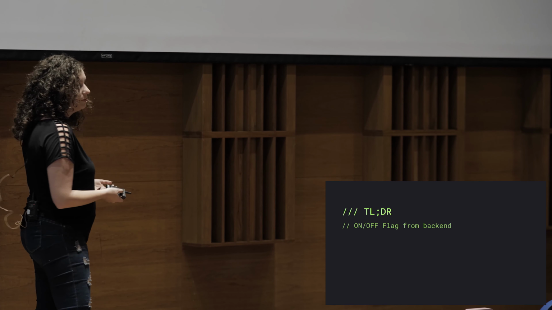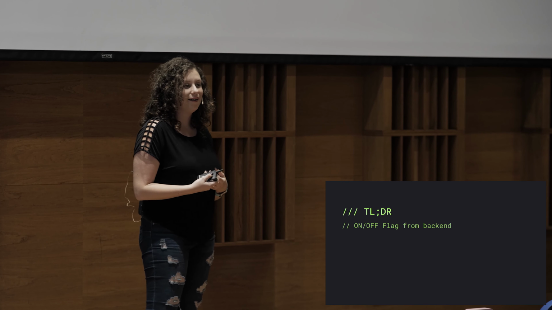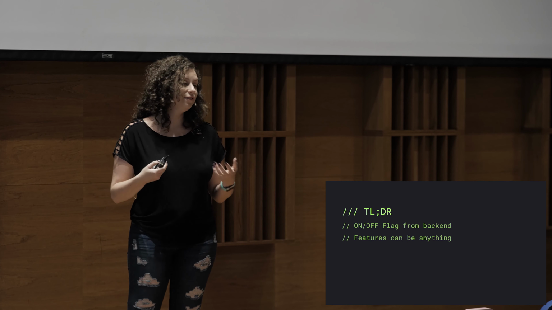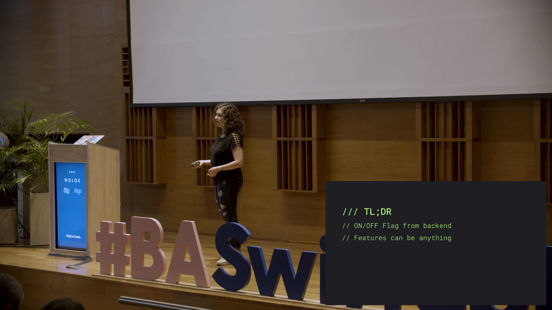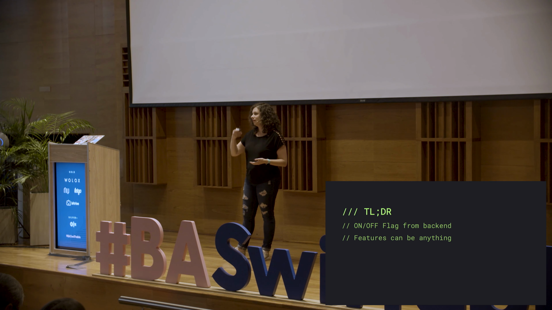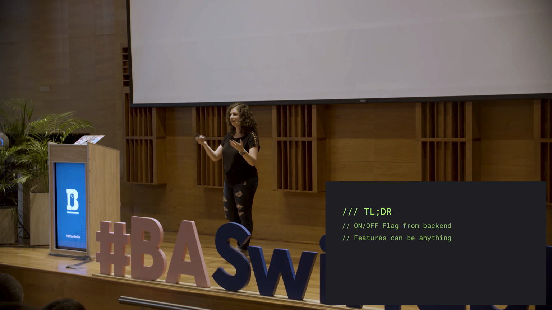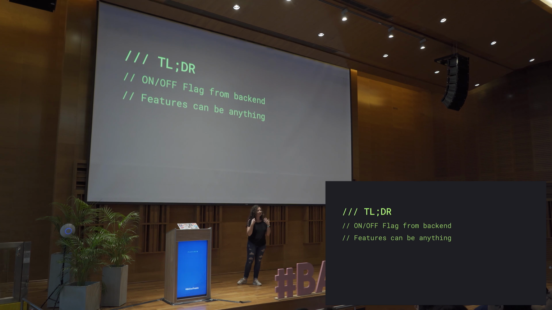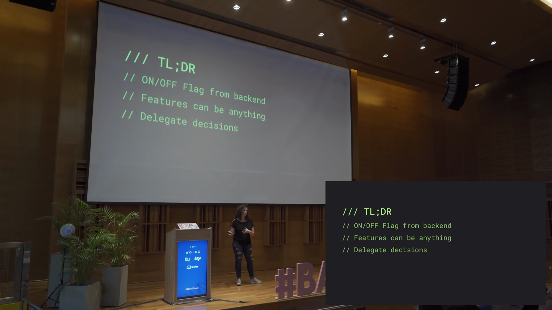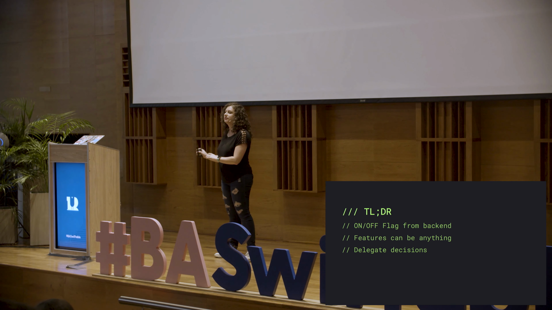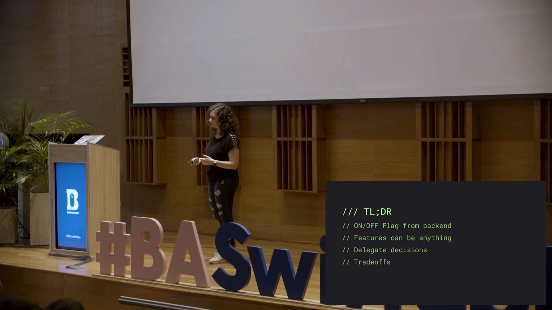Just going over everything that we said. Feature flags are basically an on and off switch in the code. Features can be anything. They can be something on the screen, but they can be a request that you do on app start, or Bluetooth things. It can be anything you want, any class, any type that you need. The main thing here is to delegate decisions to the features themselves. So you don't decide which ones are on. The features decide for themselves which ones are on.